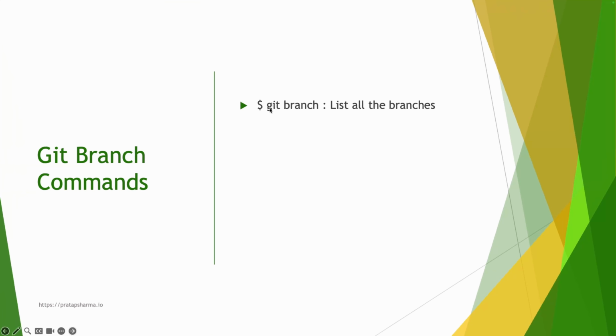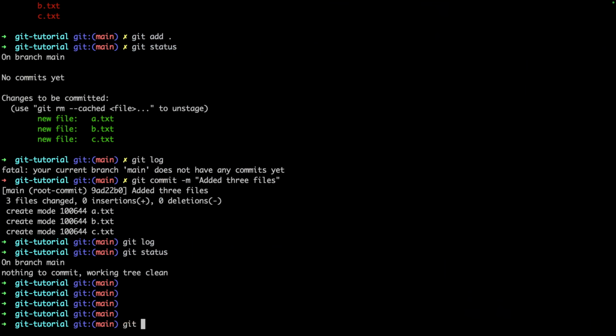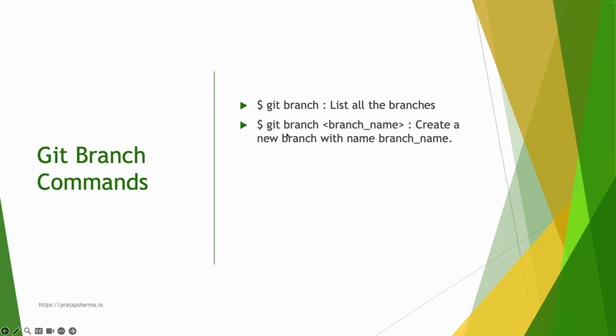The first command we want to learn is git branch. So this will basically help us list all the branches. So you can see if I say git branch, currently I have only one branch, which is basically the main branch. Okay. So let's continue with the next command.